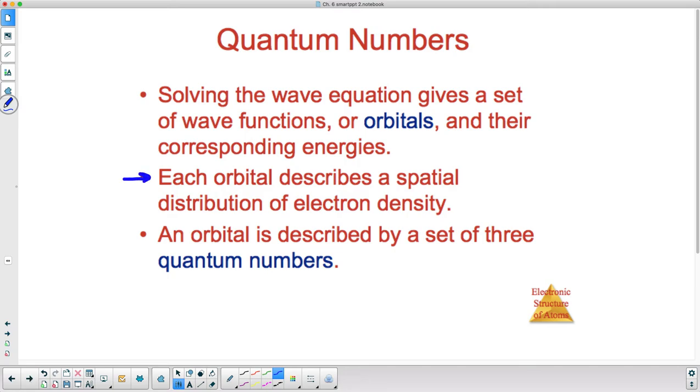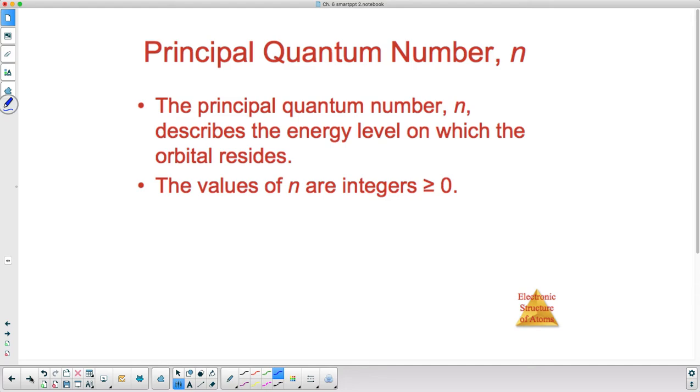The orbital is described by a set of 3 quantum numbers. Now the quantum numbers, we already know them. We've already talked about them because they're already on the guided notes. I gave you 4 things, and 3 of them are quantum numbers describing where an orbital is. So the principal quantum number is also known as the main energy level. So this is nothing new. It describes the energy level on which the orbital resides.